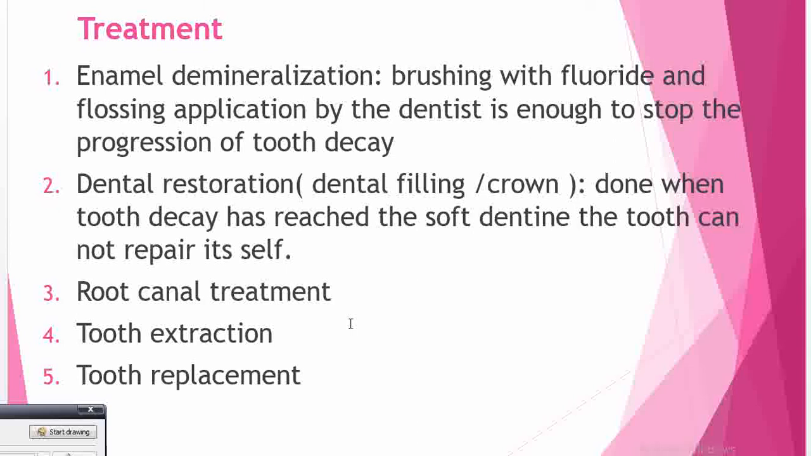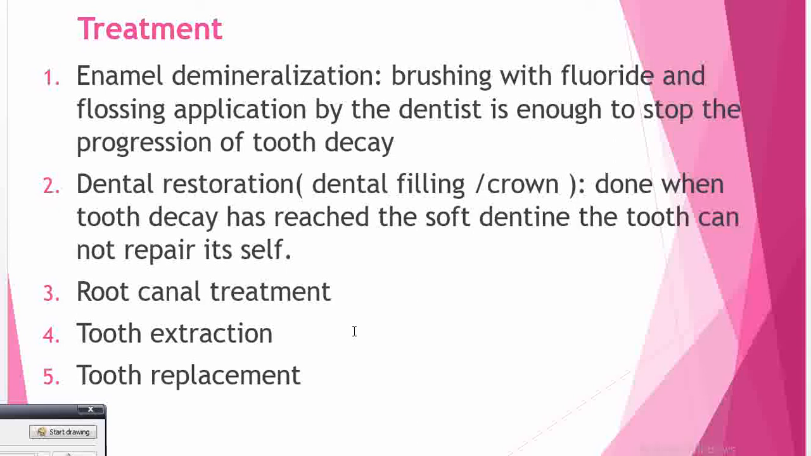Then we have dental restoration by filling. That is done when the tooth decay has reached the soft dentin and the tooth cannot repair itself. Then you have root canal treatment, tooth extraction, and tooth replacement. In root canal treatment, we fill the canal of the root completely so that the nerves cannot feel any pain resulting from the decay, especially when the cavity is so deep that it has already reached the pulp cavity.